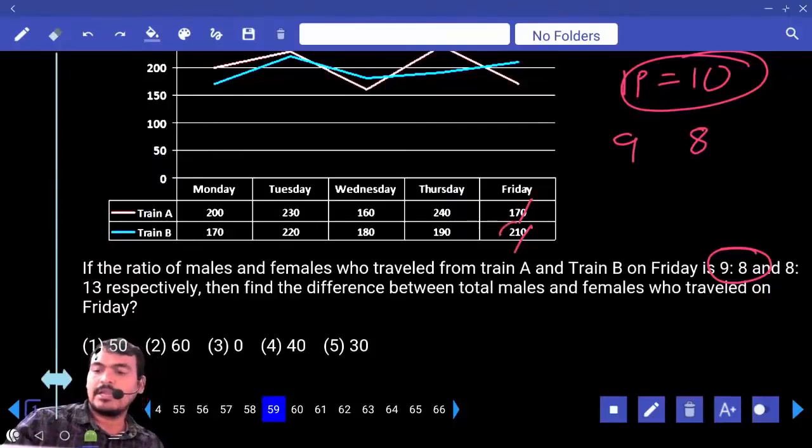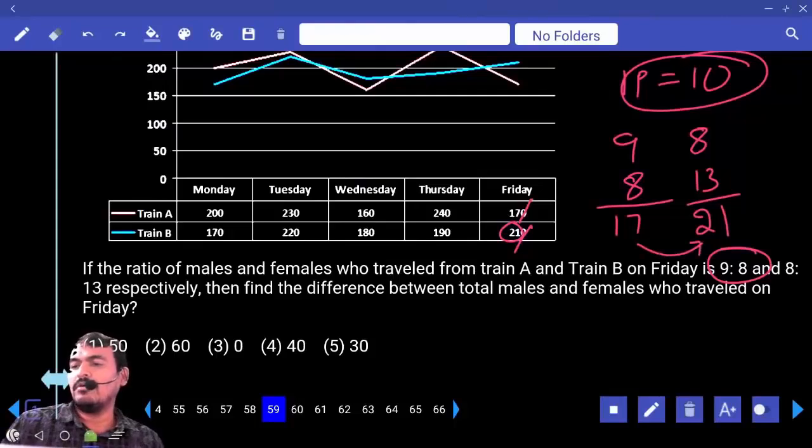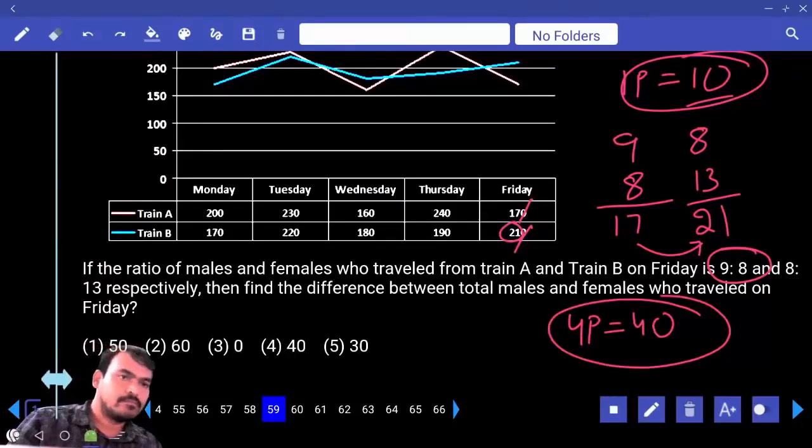8 plus 13 how many parts? 21. One is 8 parts, another one is 13 parts. What is the total male value? 17 parts. What is the total female value? 21 parts. How many parts is the difference? 4 parts. Already we treated 1 part as value 10. How many parts do we need? 4 parts. How much? 40 or not?